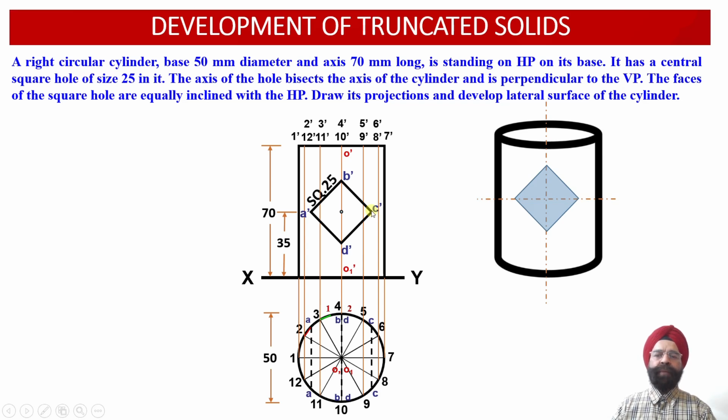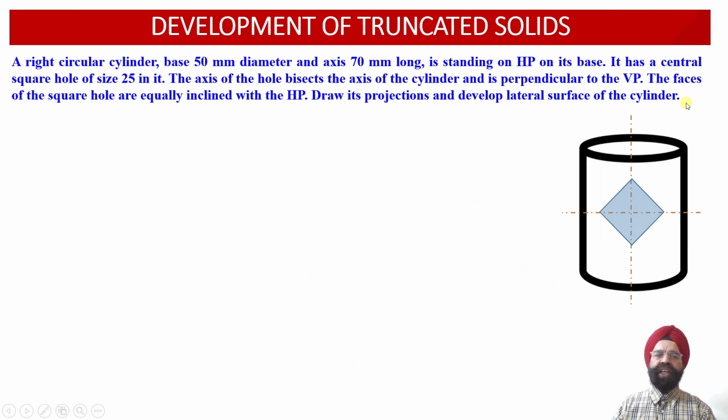So with this information, we are required to obtain the projections of the right circular cylinder, and we are also required to obtain the development of the lateral surface of this truncated cylinder. So now let us proceed with evaluation of orthographic projections of this right circular cylinder.